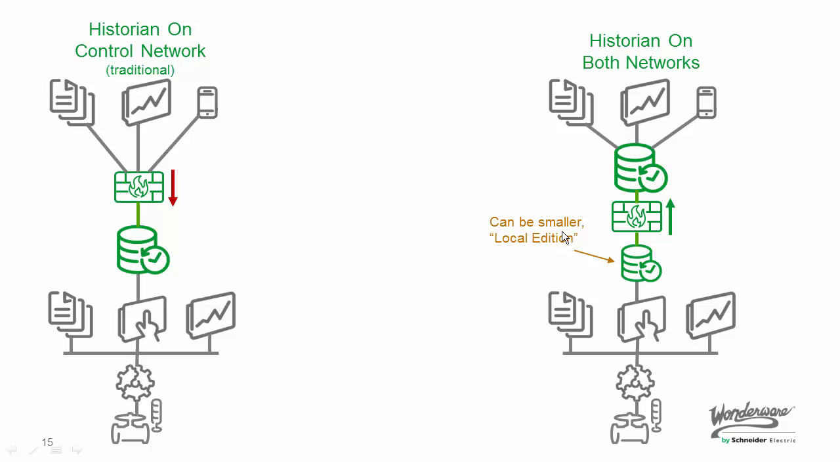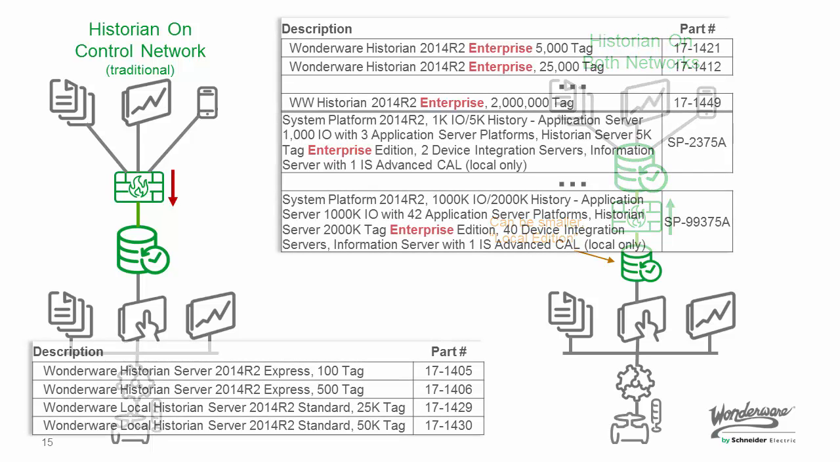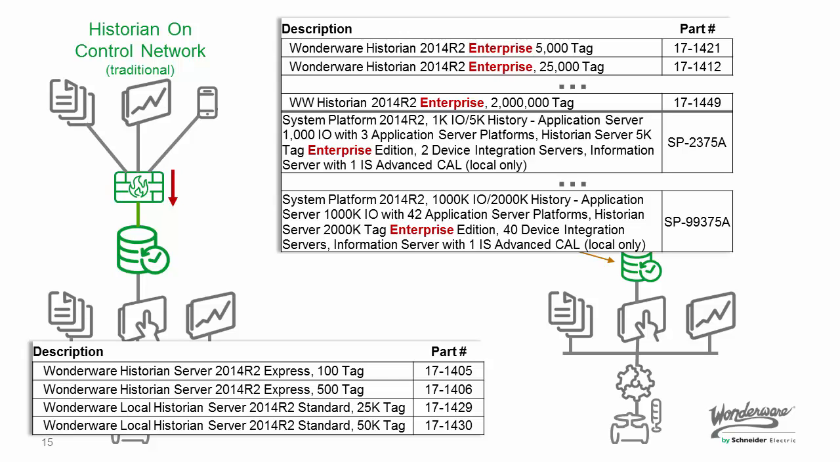Another approach is to put historians on both networks. I can put a local edition historian, or it can be another one here on the control network, and replicate data to the business network historian. On a local area network, we typically see a second or so latency. So you have very accurate, timely information available on the business network, but all you have to do is open up this outbound connection from the control network to the business network. There are no ports that have to be open the other direction. So you have a sort of software data diode.